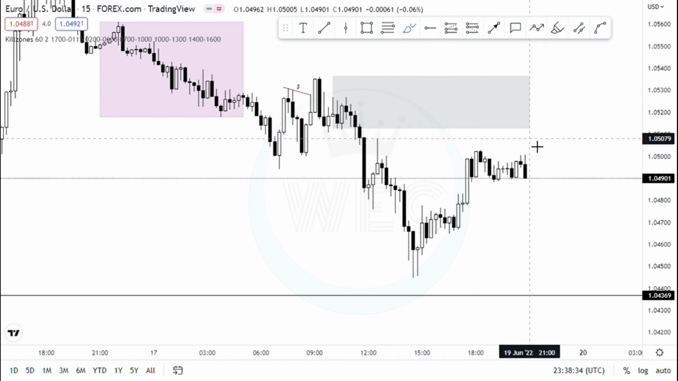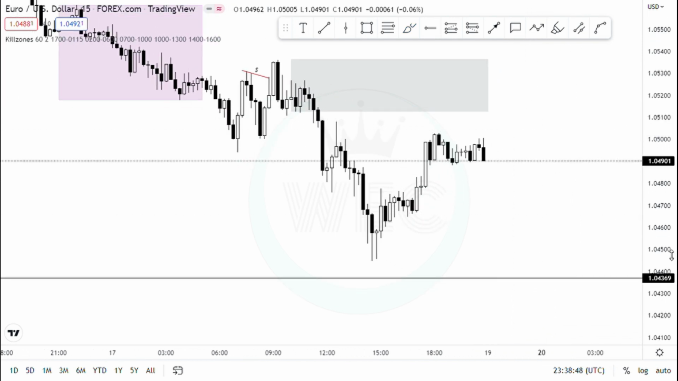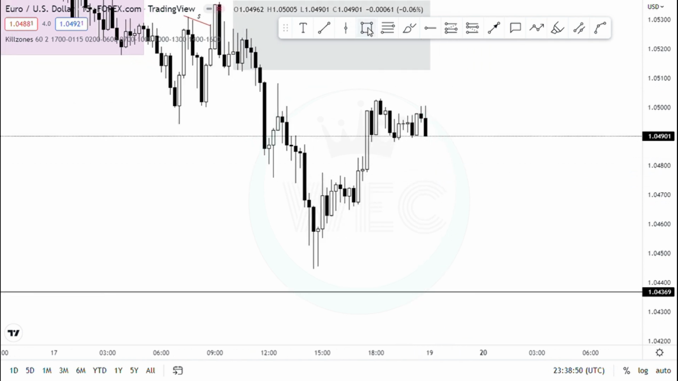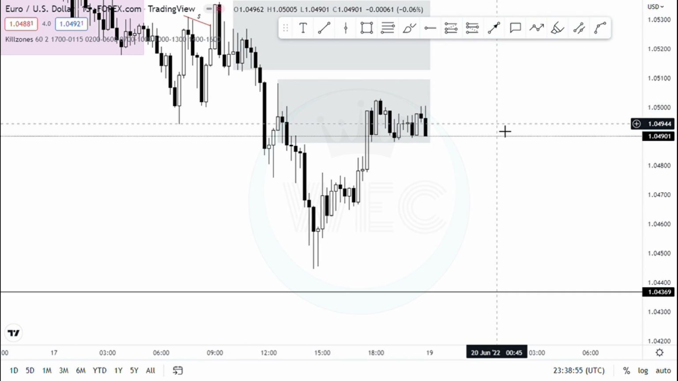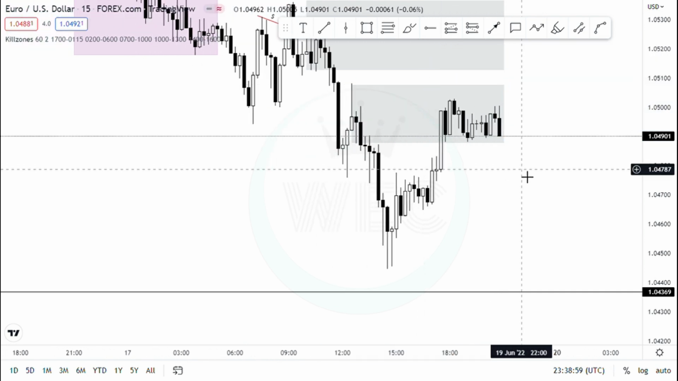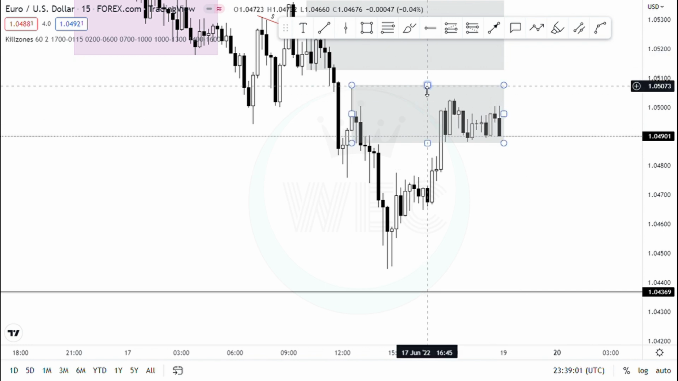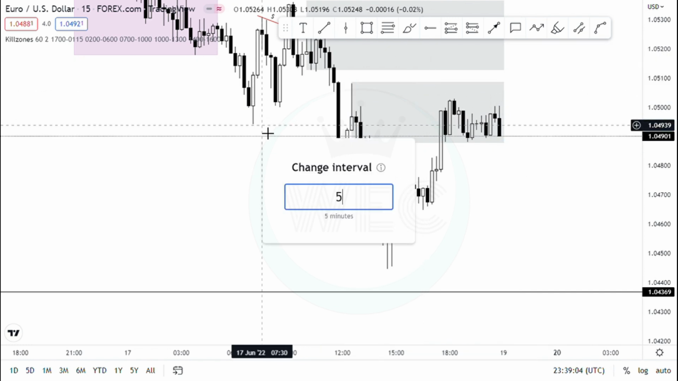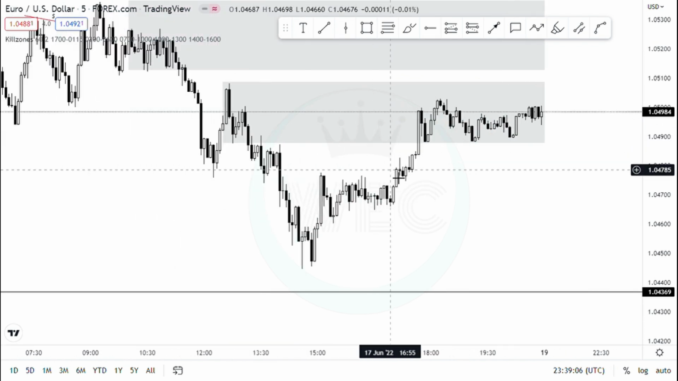So 15 minutes is bearish, H1 is also bearish, but H4 and daily are bullish. We need to have that in mind. So analyzing the 15-minute structure, let me just show this 15-minute supply to be as big as this. Normally I don't like going into lower time frames in situations like this, but today I think I have to. So I'm going to step into my 5-minute time frame and show you something.